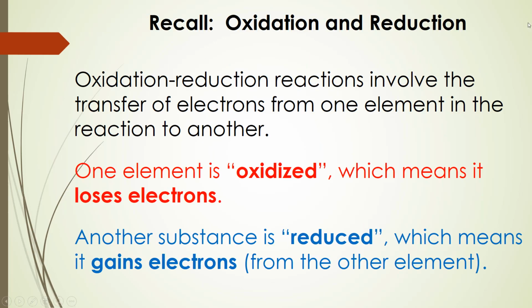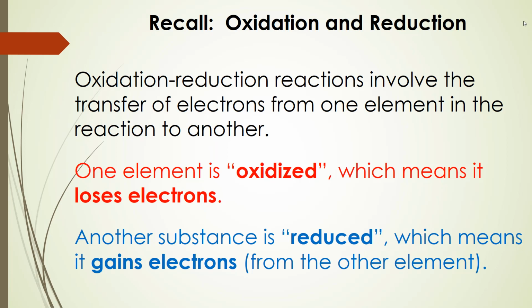Now, I want you to recall from chapter 4, oxidation and reduction. These reactions involve the transfer of electrons from one element in the reaction to another. And they always go together. So something's always going to be oxidized and something's always going to be reduced. One element is oxidized, and when that happens, it means it loses electrons. We'll see some examples of that soon.